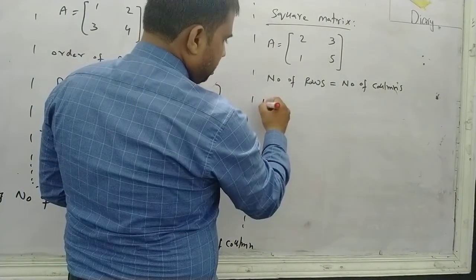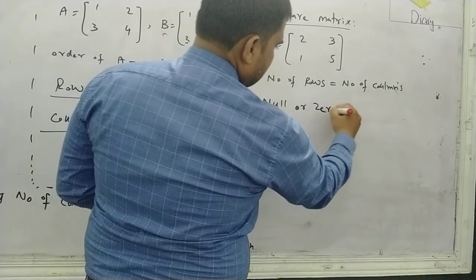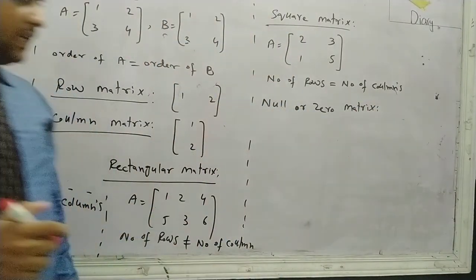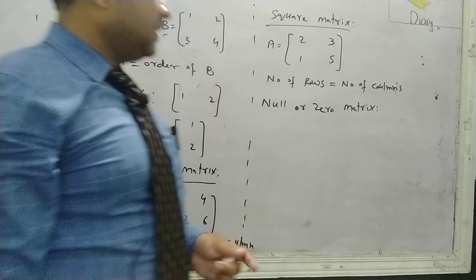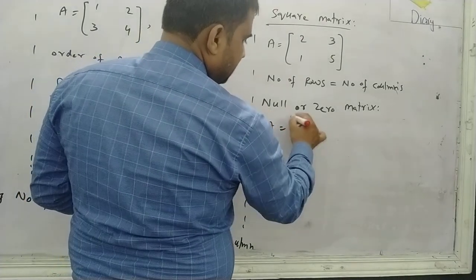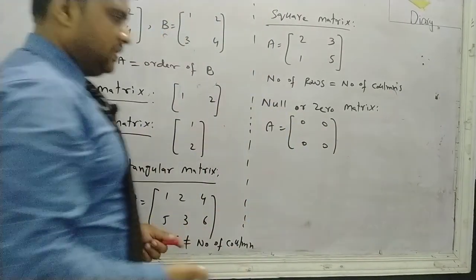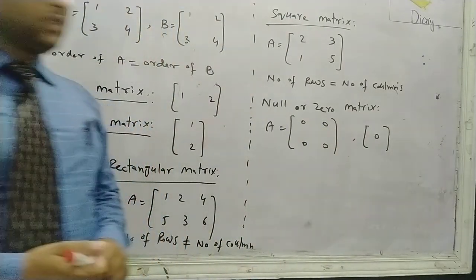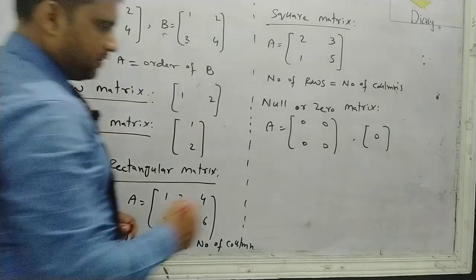Now null or zero matrix. The word null is used for vectors and zero for scalar. So a null or zero matrix means a matrix in which all entries are zero. So this is a zero matrix, or in the same way only one element that is zero, so this is a zero matrix.